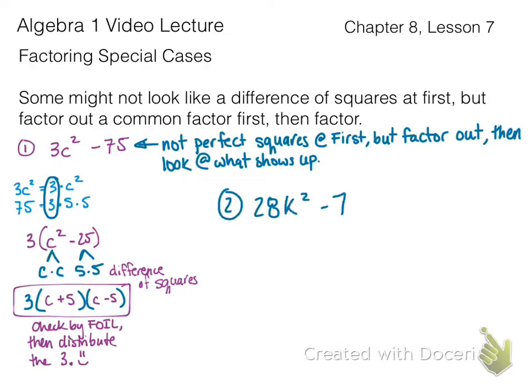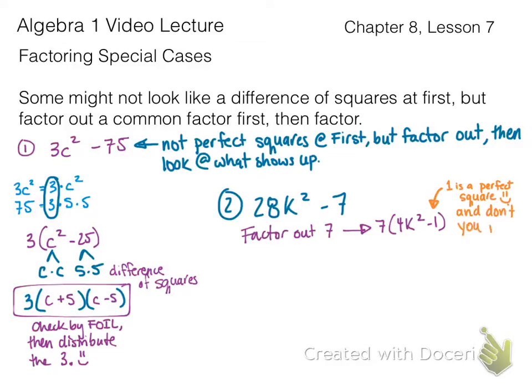Okay, so 28k squared minus 7. Pull out the 7. It's a difference of squares. And just remember that because you pulled out the 7, you still need that placeholder. So there's a 1 there. I pulled the 7 out, there's a 1 there. And remember that 1 is a perfect square, and don't you forget it. Just because you have a 1 there doesn't mean you can stop. It's a perfect square, so use that to your advantage.